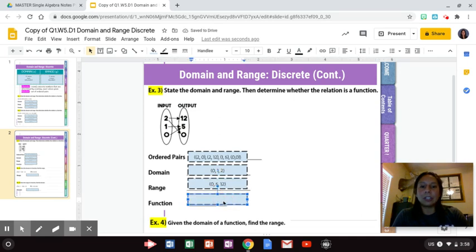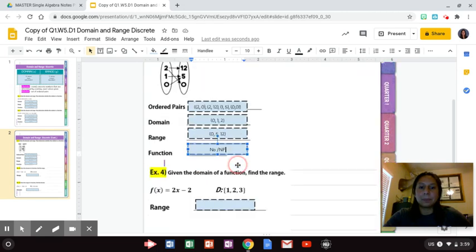Is it a function? No, this is not a function because if you look at the X's, there's two 2s that repeated, so it makes it not a function.